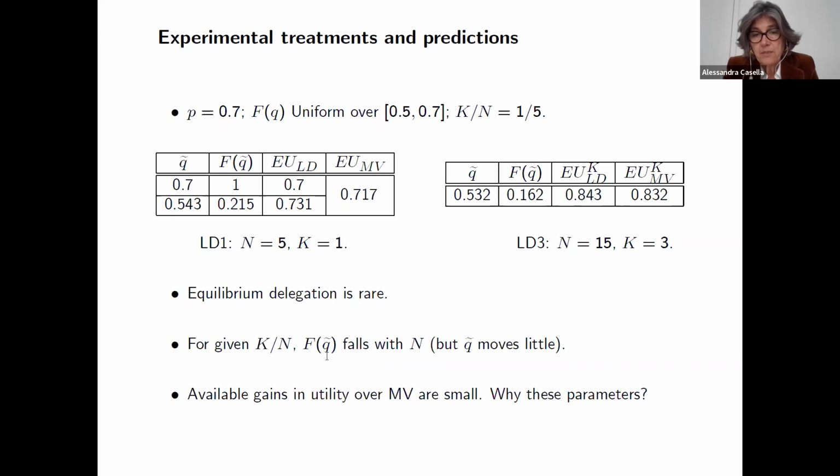This probability, this frequency falls within, but really the threshold moves very, very little. And the average gains in utility, the available gains, the expected gains in utility are very small relative to majority voting. So this is interesting from the point of view of the experimental design. And, you know, it's really a question, did we choose the right parameters and why did we choose these parameters?